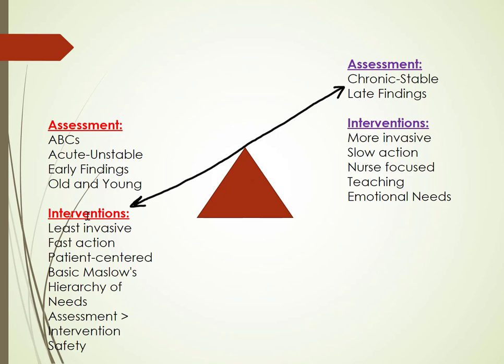Interventions. When you're applying your interventions, remember that you always start with least invasive before you get to the more invasive, and your priority is to do it fast. It needs to be patient-centered. I use Maslow's hierarchy of needs. Remember, the physiological need is our priority. Okay? Assessment is more important than intervention. Of course, you need to assess your patient first before you do something. Okay? Safety of the patient is your priority. And the rest in here are not your priority.